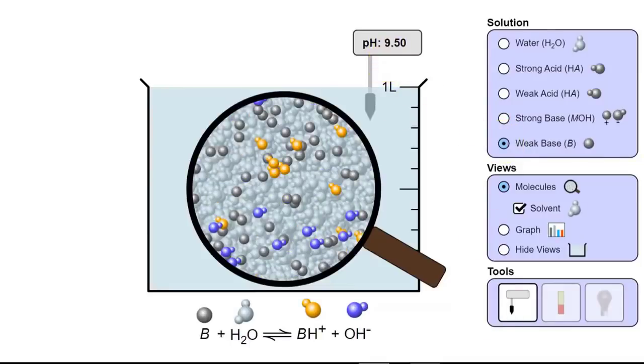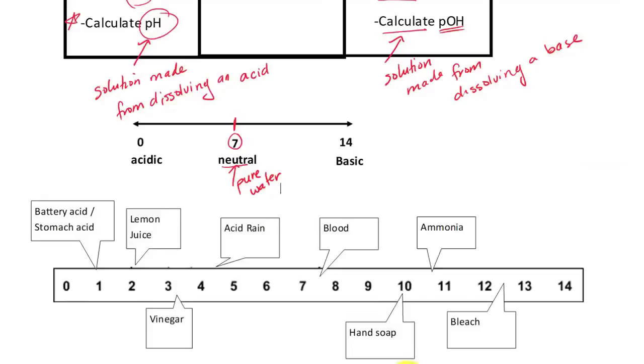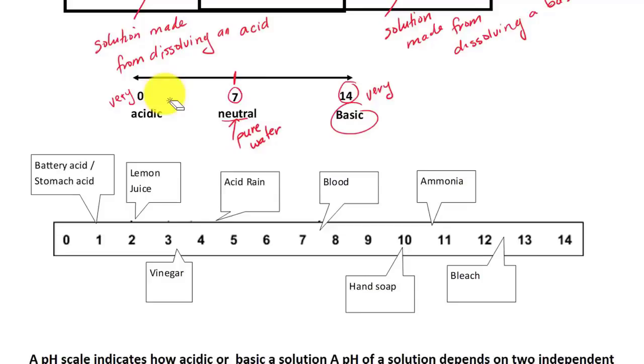So let's go back to our pH scale. This one right here is very basic at 14, where right here at the very low numbers would be very acidic. So in a way, if we go down to a lower pH, it's becoming more acidic. If we go up this way, it becomes more basic.